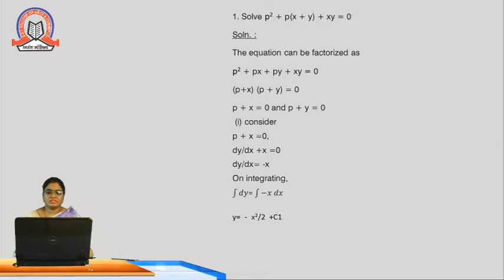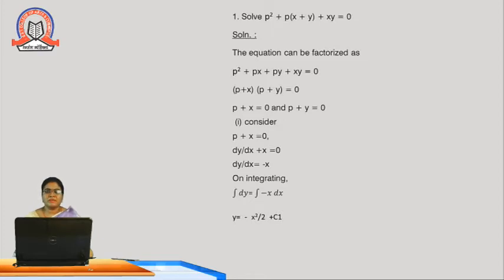First problem. Solve p square plus p into x plus y plus xy equal to 0. In this equation, you can note that p, x, y are the variables. We are choosing here to solve using solvable by p. So, the final answer will be the terms having only x and y. So, this is the p with degree 2, that is quadratic equation in p.